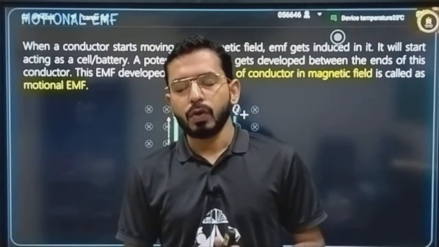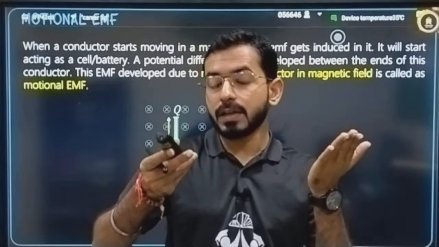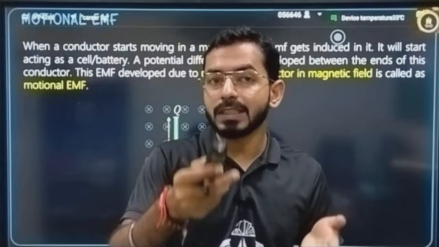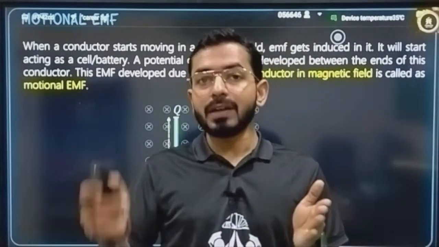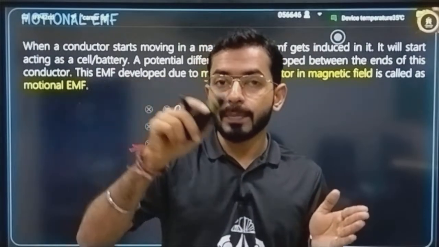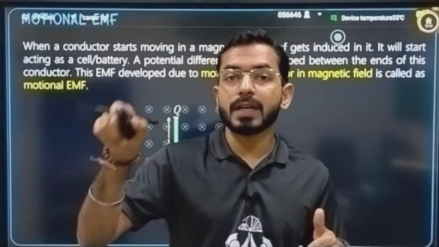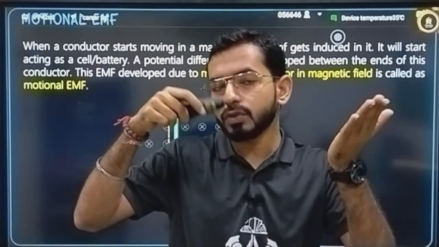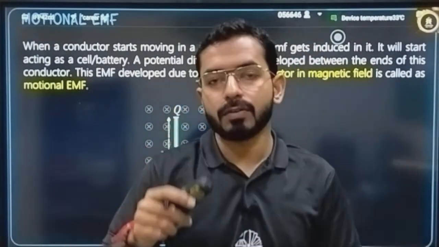Lenz's law says that if the magnetic field is increasing, that means flux is increasing, so there is a change in flux with time. If there is a change in flux, a current will get induced, and that induced current will try to oppose the cause. Why did this current get induced into the circuit? Due to the increase in magnetic field. That means it will be induced in such a way that it will try to decrease this magnetic field.